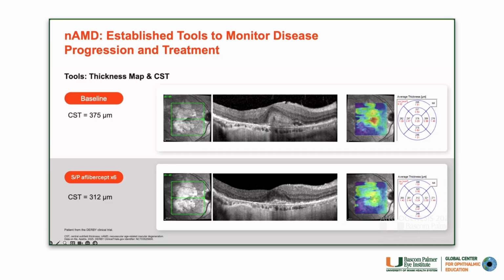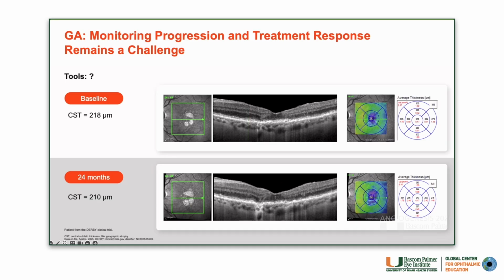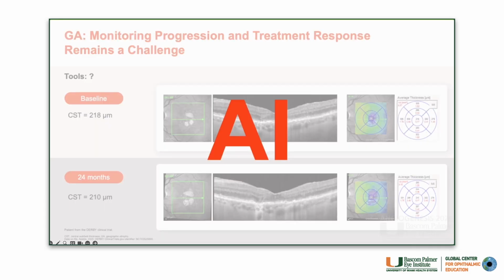In neovascular AMD, OCT is an established tool to monitor disease progression and treatment. However, in geographic atrophy, which is a chronic, progressive, irreversible neurodegenerative condition, the utility of OCT is not yet clear. In GA, it's clearly more challenging to use the OCT in clinical practice. In this example, the retinal thickness stays relatively the same, but yet there is progression of geographic atrophy nasal to the fovea. What about artificial intelligence?